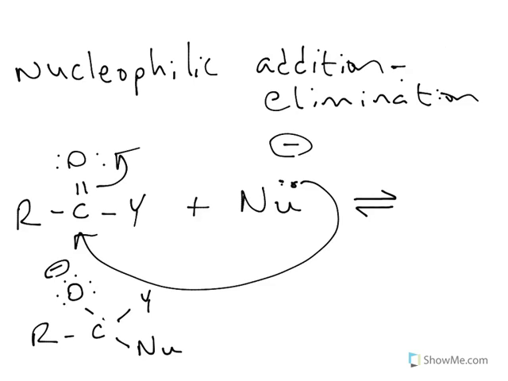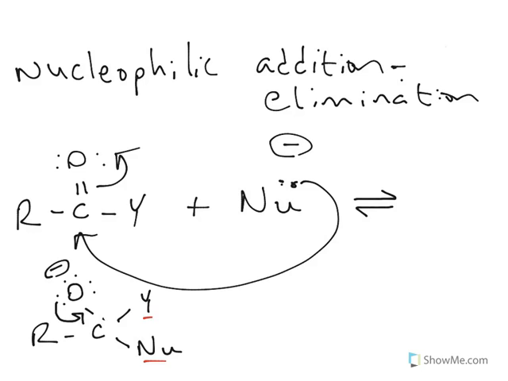So what happens? We've done the addition step, and next is the elimination step. If you remember elimination from the first semester, we were talking about E2 and E1 reactions that ended up forming C=C double bonds. That's kind of what we're talking about here. We're not going to form a C=C double bond, but we're going to form a C=O double bond. So the oxygen is going to collapse and reform that C=O double bond, and it's going to be able to kick out two groups: it's either going to kick out the Y group or the nucleophile.